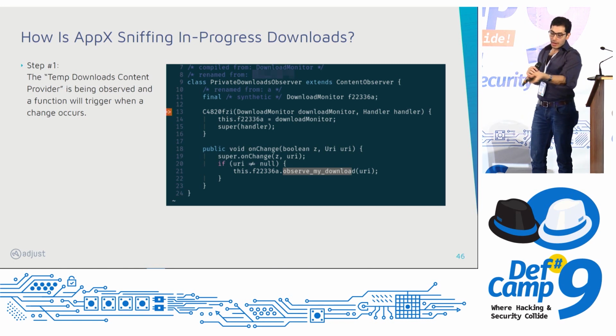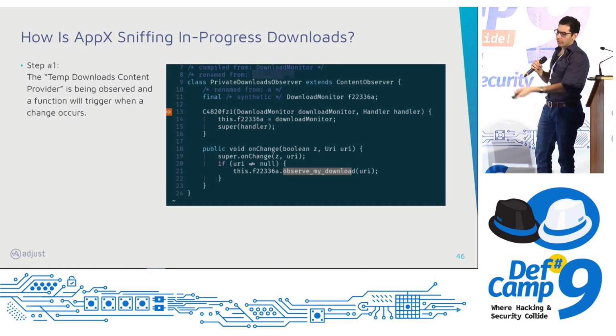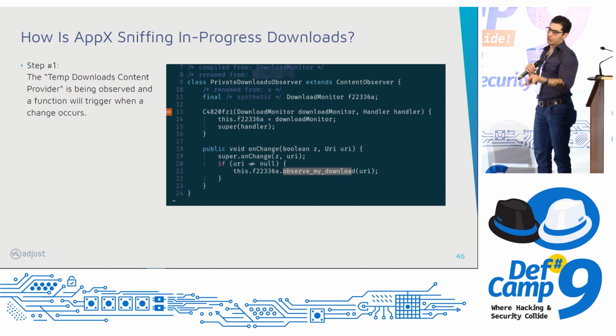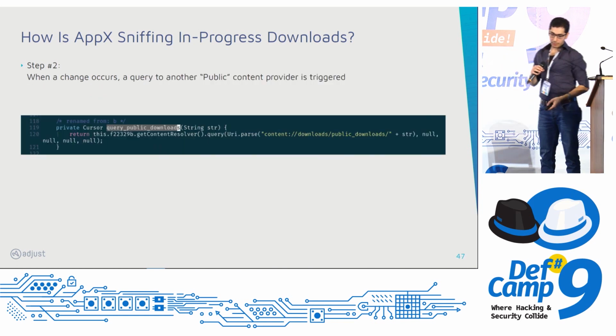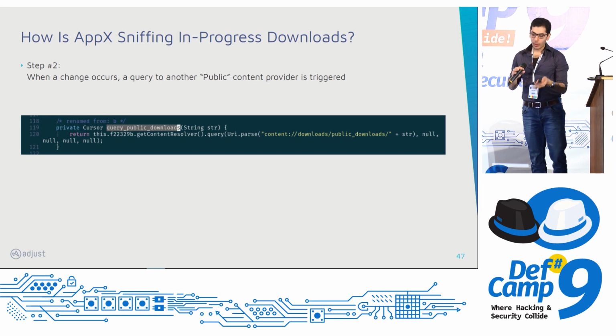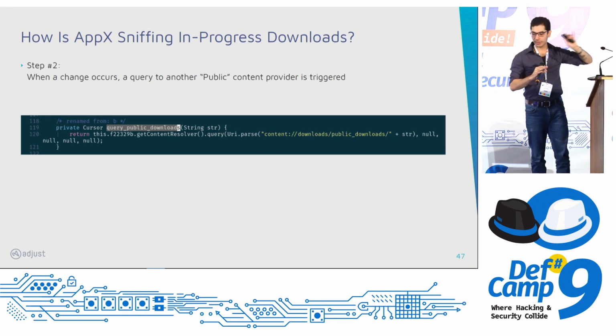And there is a small interface callback in here, for software engineering folks. It's called a public void on change. This function gets invoked whenever there is a download in progress in that content provider. Okay, step number two. When a change occurs, a query to another public content provider is triggered.